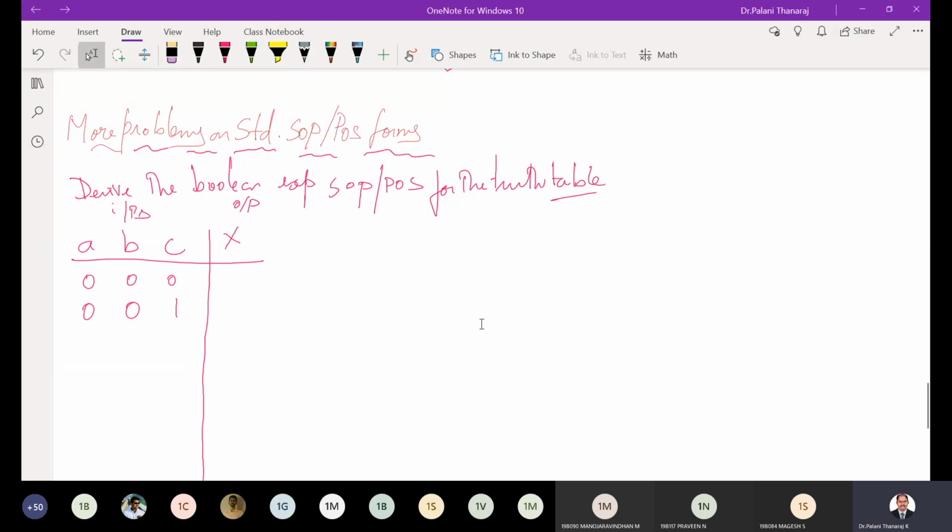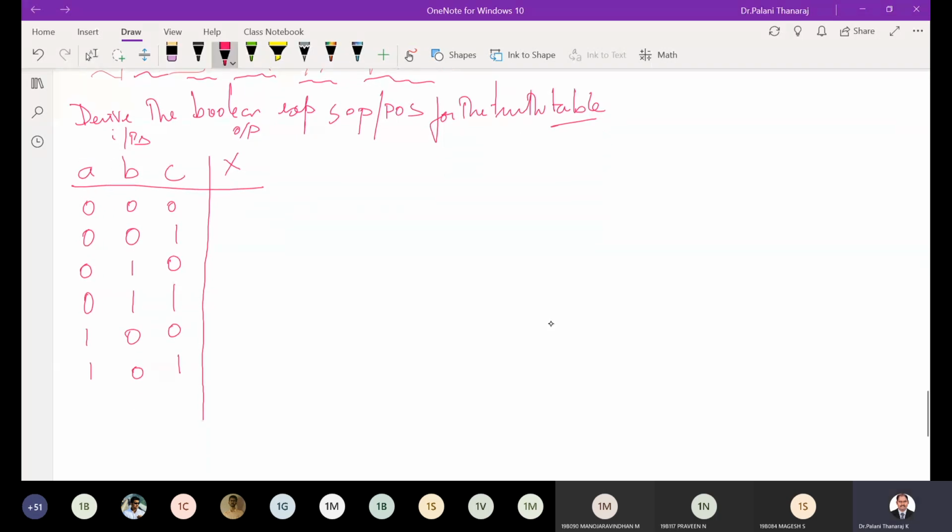Okay. So this is binary, right? Always it is binary. So 0, 0, 0, 0, 0, 1. Next one is 2, so 2 is 0, 1, 0. 3 is 0, 1, 1. 4 is 1, 0, 0. 5 is 1, 0, 1. 6 is 1, 1, 0. 7 is 1, 1, 1.